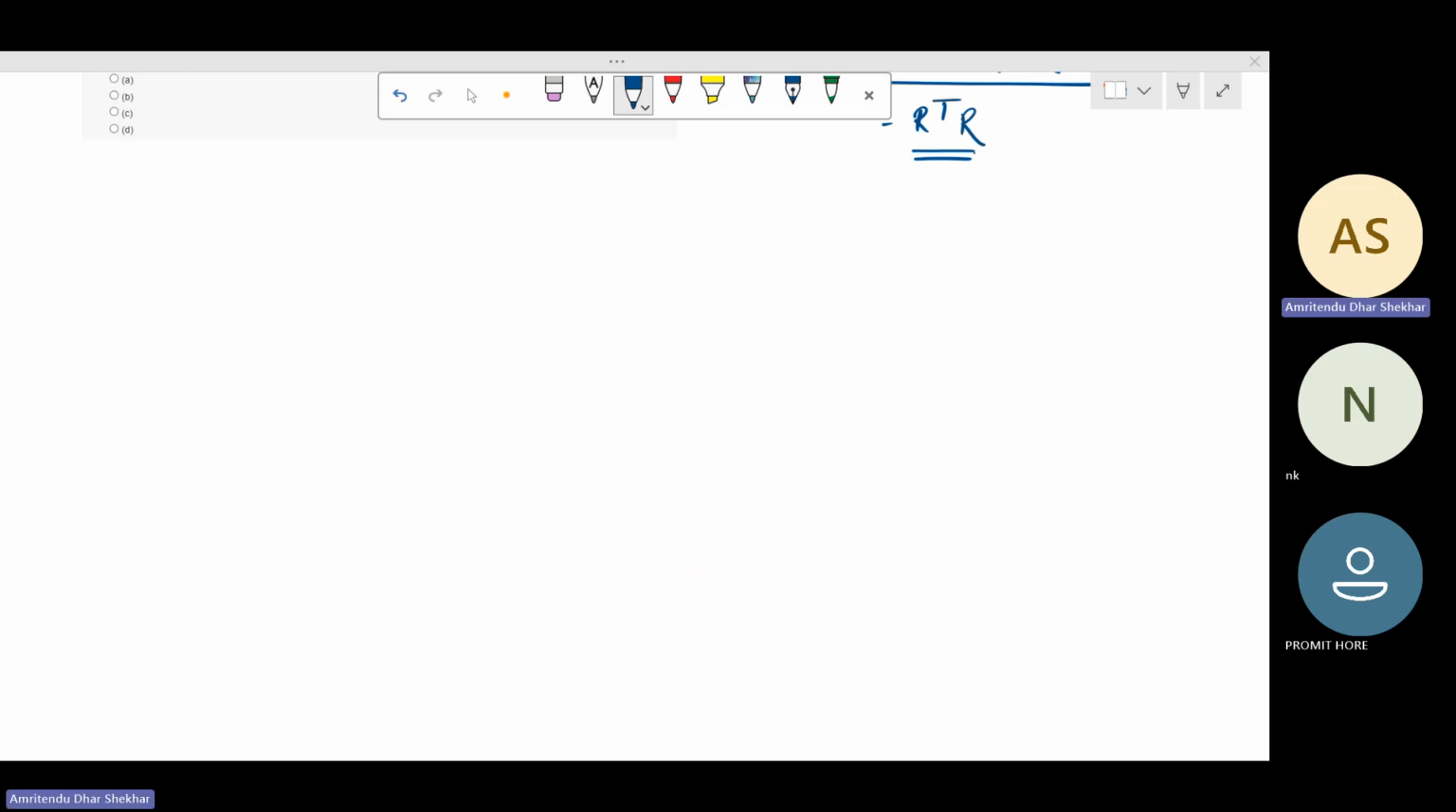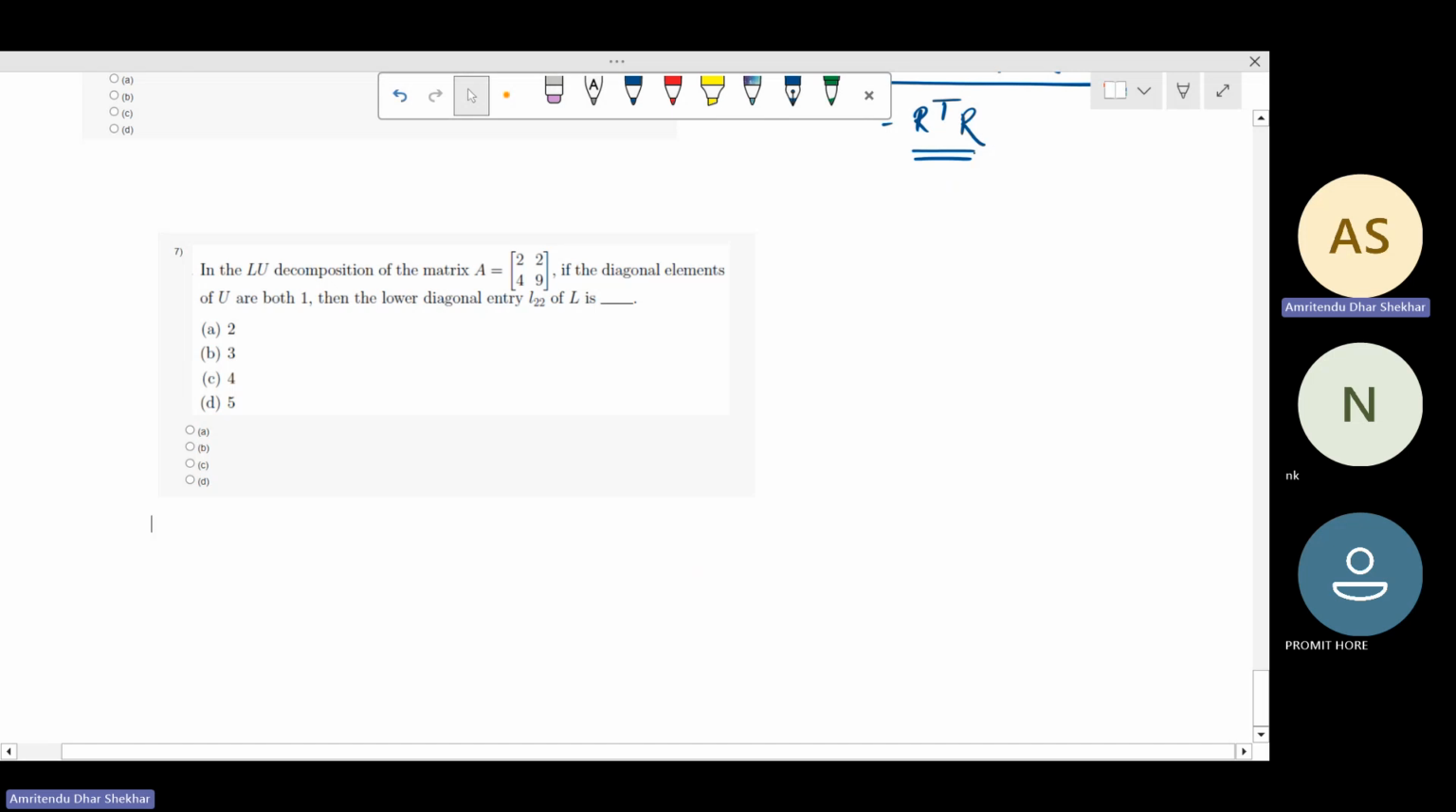Oh, okay. Someone said Q7. What is Q7? I think I missed Q7. Sorry. Look at Q7. So in the LU decomposition of A, if the diagonal elements of U are both 1.